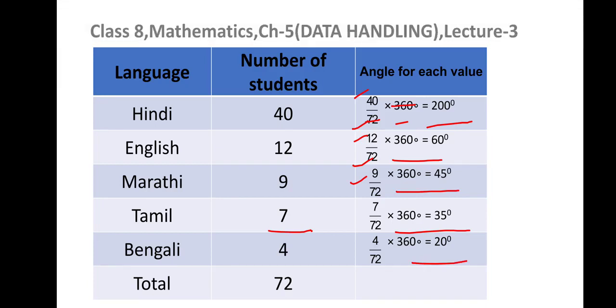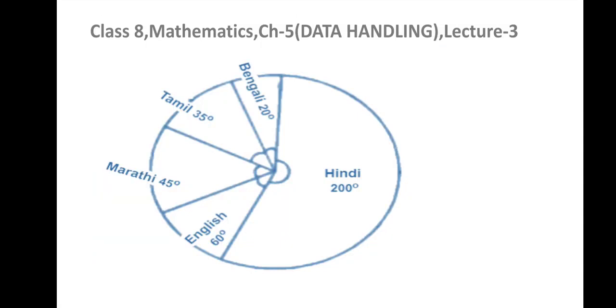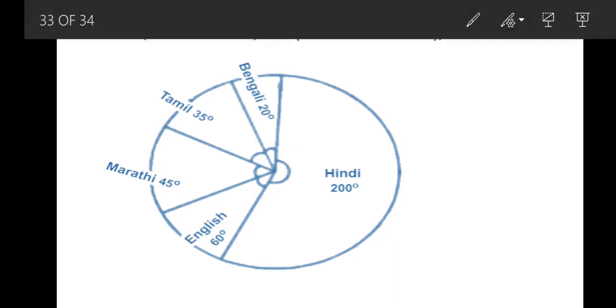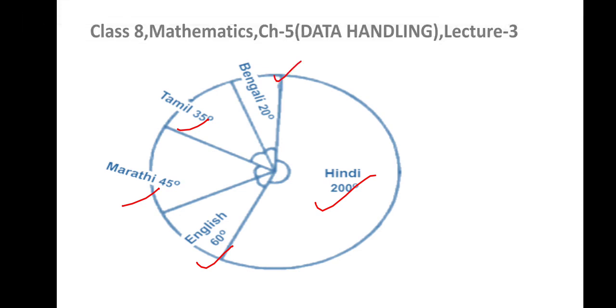Now, what you are supposed to do? You are supposed to make a circle and start making the angles. It is better to make it in the clockwise direction, and then you will be able to get the pie chart. 200 degree, first of all, you have marked using the protractor, and then 60 degree, 45 degree. This is for Hindi 200 degree, English 60 degree, Marathi 45 degree, Tamil 35 degree, and Bengali 20 degree. This is how you are supposed to make the pie chart.